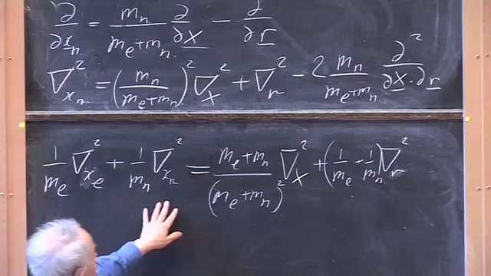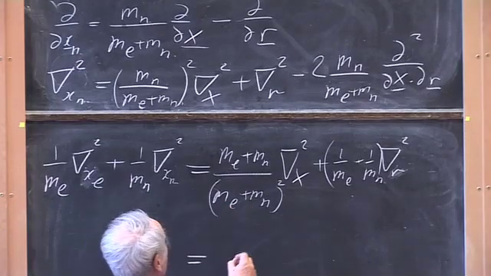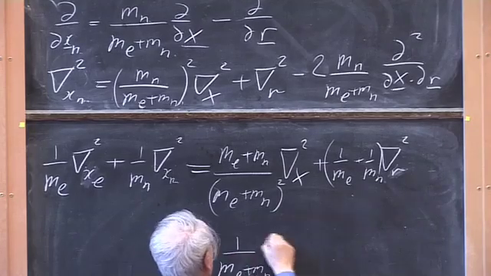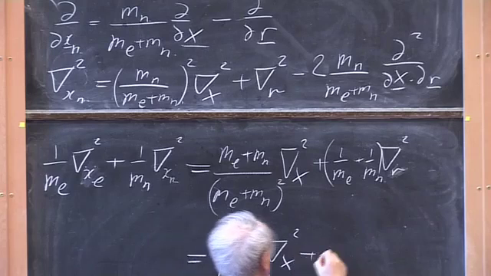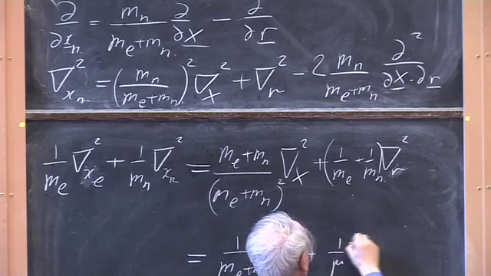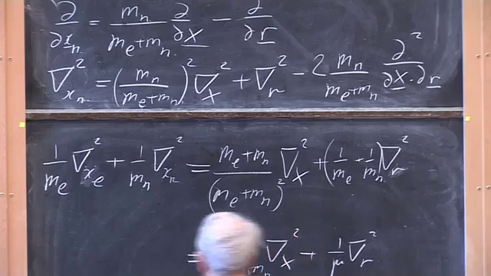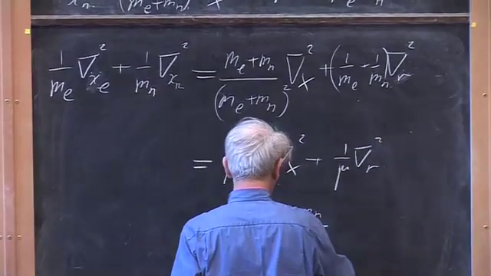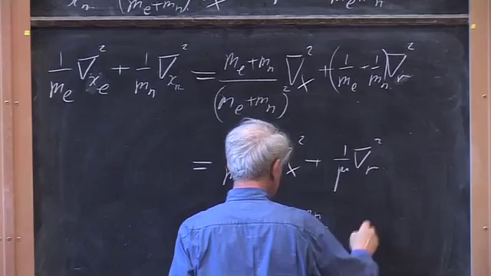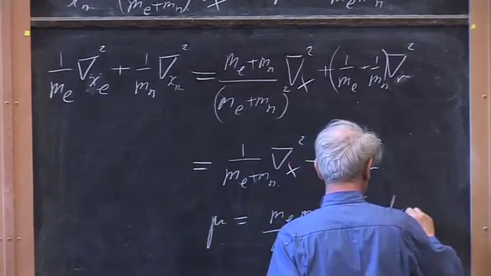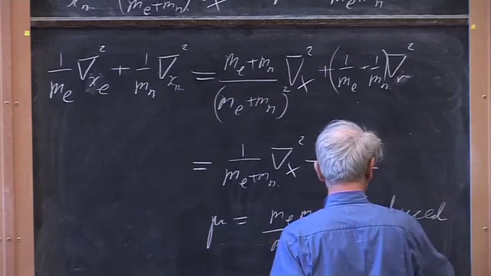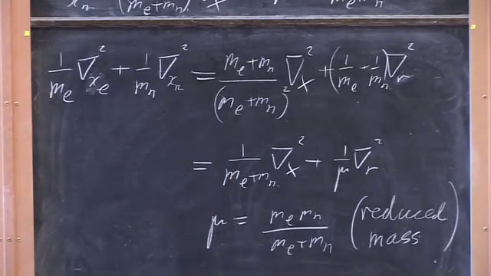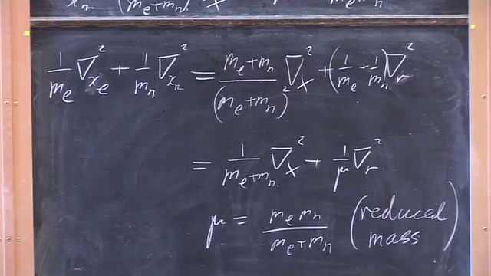So this that we want in the Hamiltonian is equal to this, which can be simplified and written as 1 over me plus mn del squared x plus 1 over mu del squared of r, where mu is exactly equal to me mn over me plus mn and goes by the name of the reduced mass. And you may already have met it in classical mechanics. I hope you have, but if you haven't, never mind.